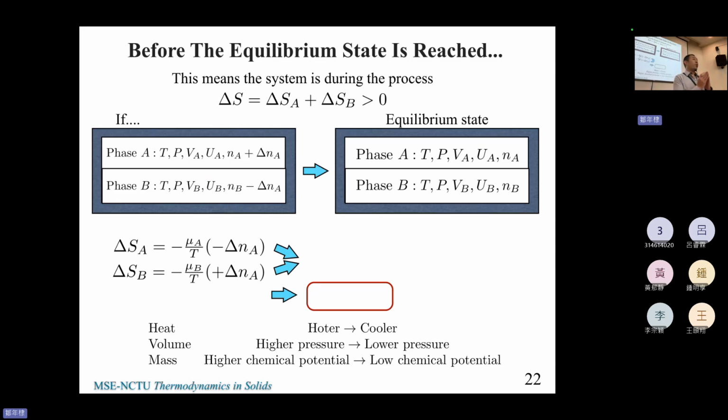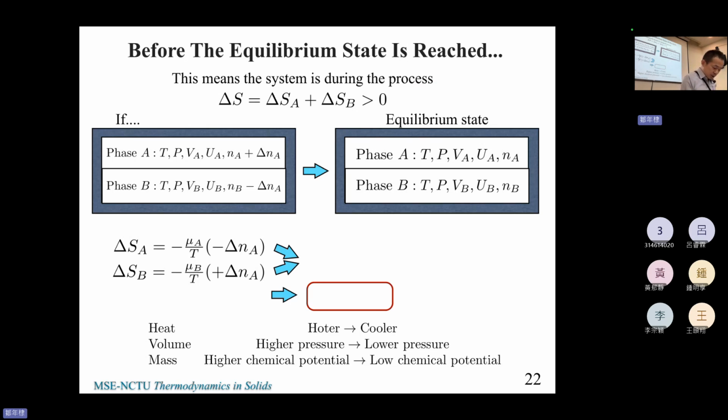Next, we are going to go for a more difficult part. We want to go before the equilibrium state is reached. Just one step. After that step, your equilibrium state reached. Okay? So this means that the system is during the process, right? Because you're going to go to the equilibrium state, just one step away.